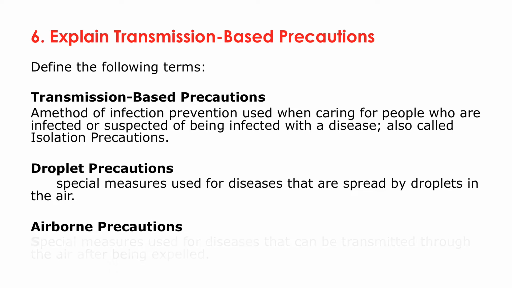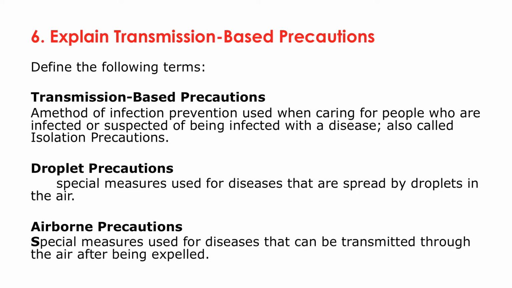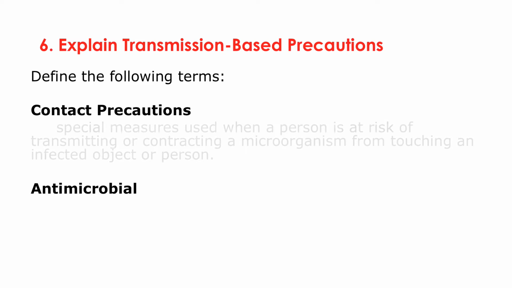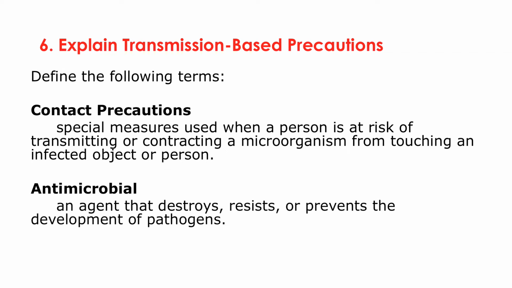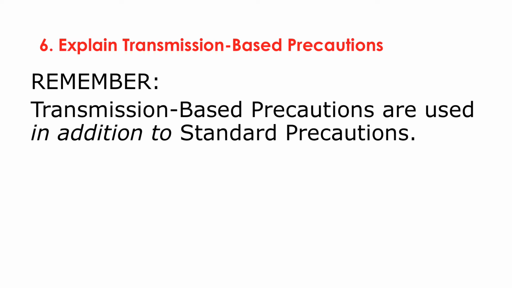This is a special measure used for diseases that can be transmitted through the air after being expelled, okay? Contact precaution, on the other hand, is special measures used when a person is at risk of transmitting or contracting a microorganism from touching an infected object or person. Antimicrobial is an agent that destroys, resists, or prevents the development of pathogens. So transmission-based precautions are always used in addition to standard precautions.